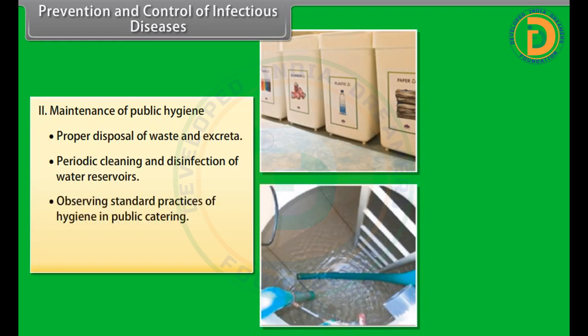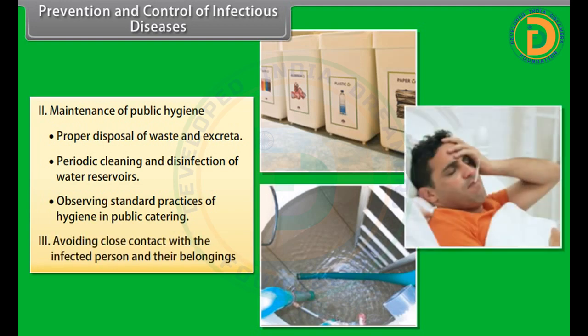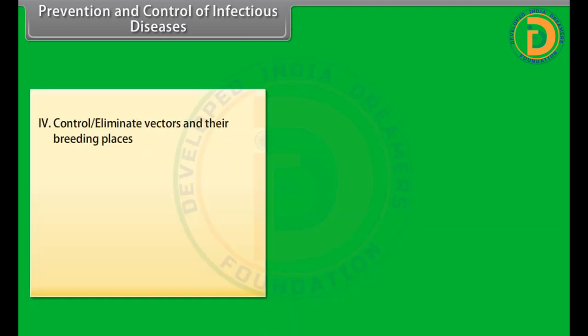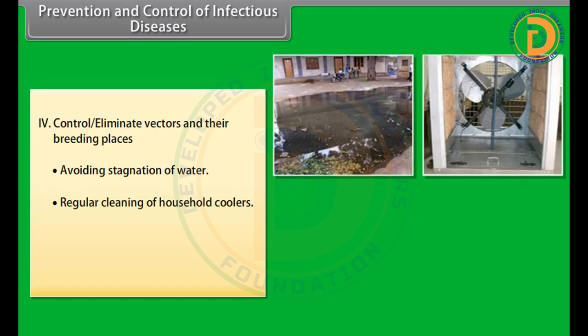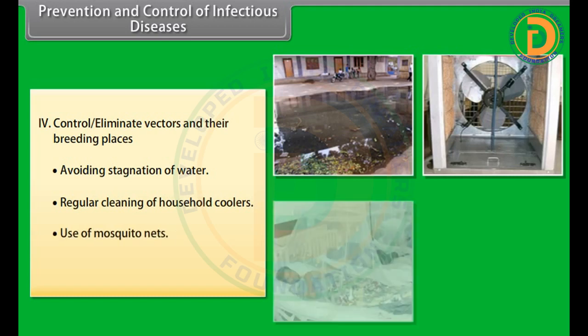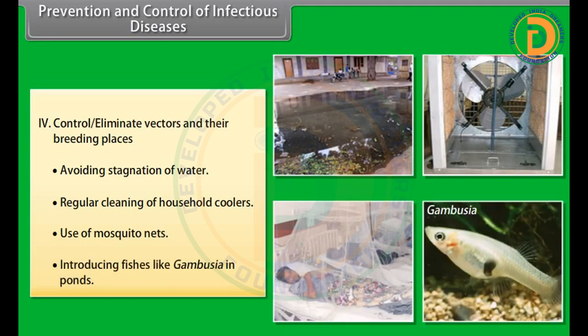Observing standard practices of hygiene in public catering. Avoiding close contact with the infected person and their belongings. Control, eliminate vectors and their breeding places. Avoid stagnation of water. Regular cleaning of household coolers. Use of mosquito nets. Introducing fishes like gambusia in ponds.